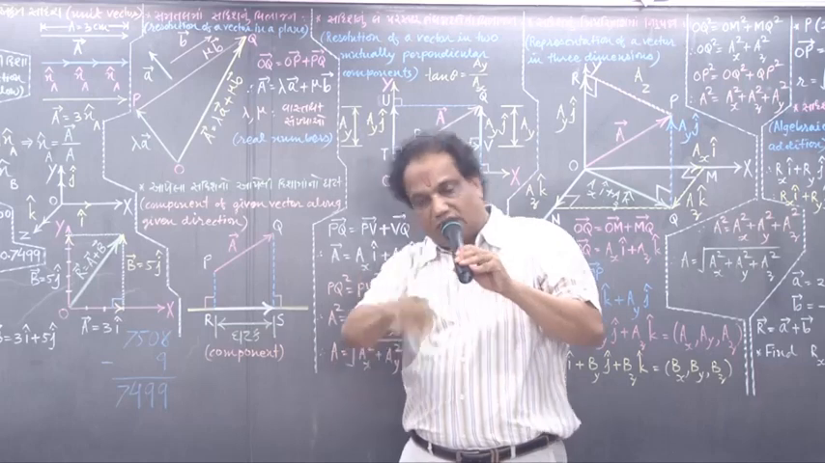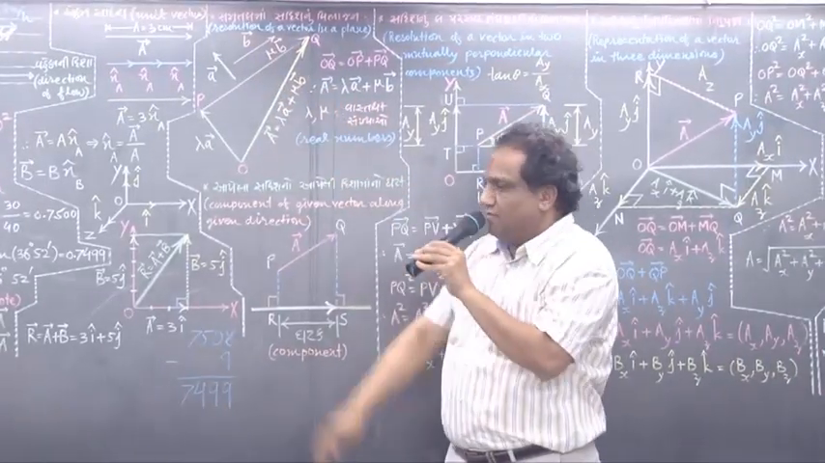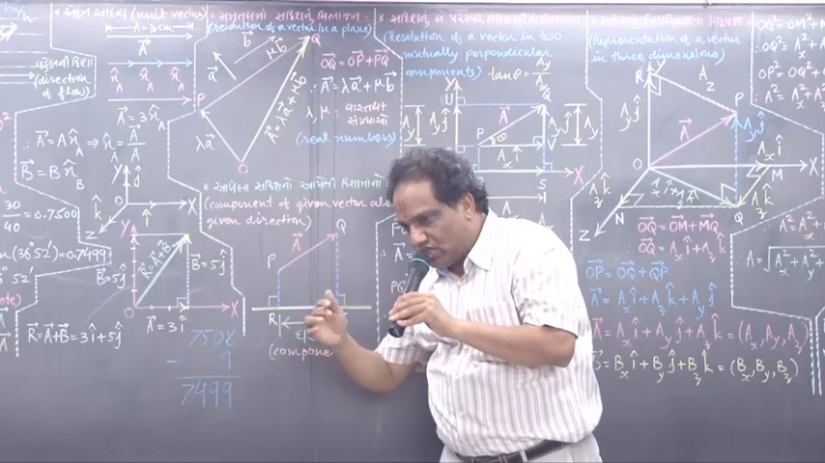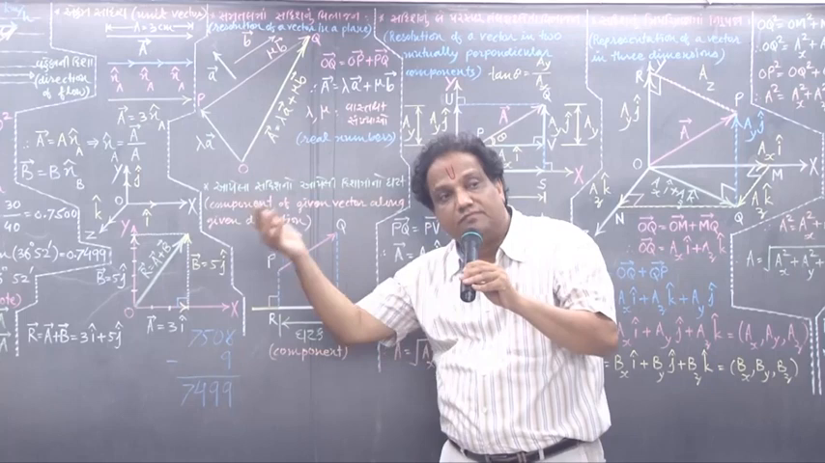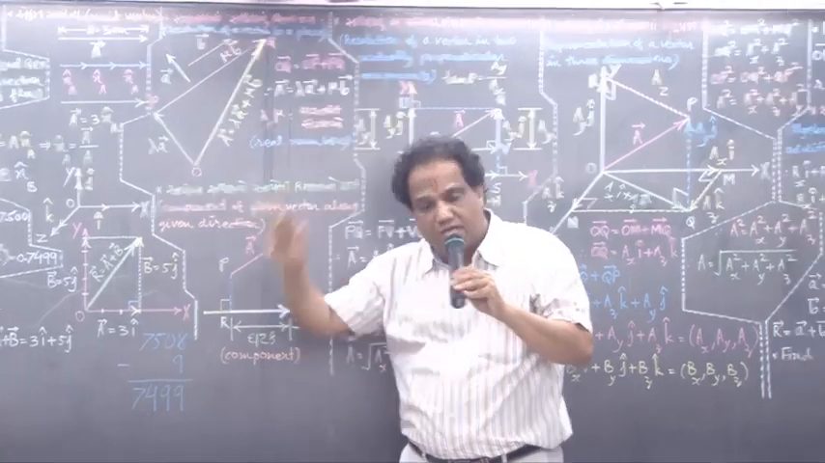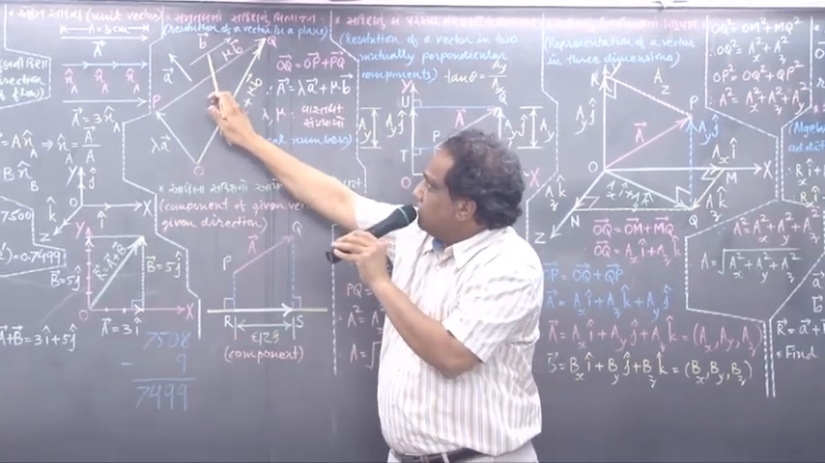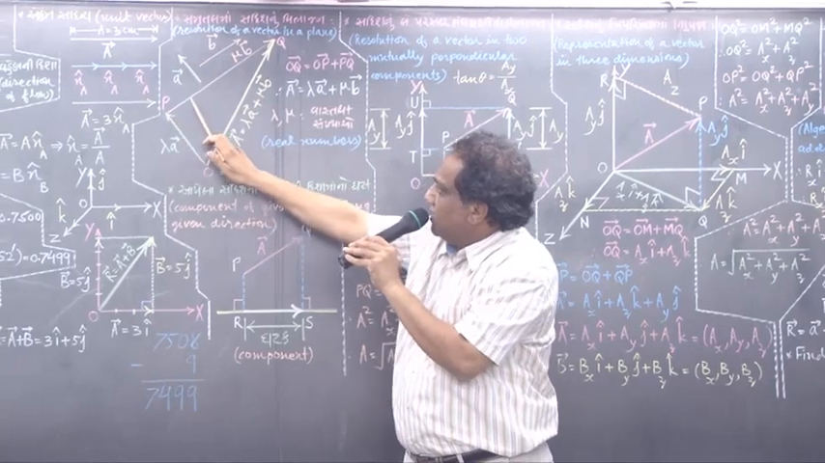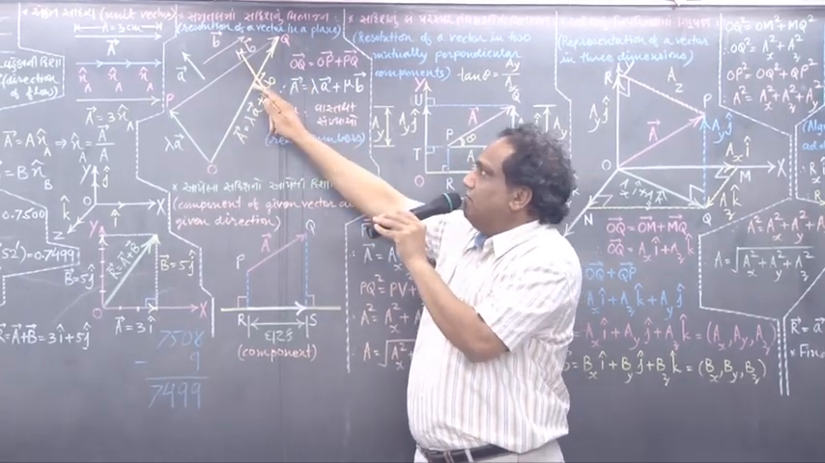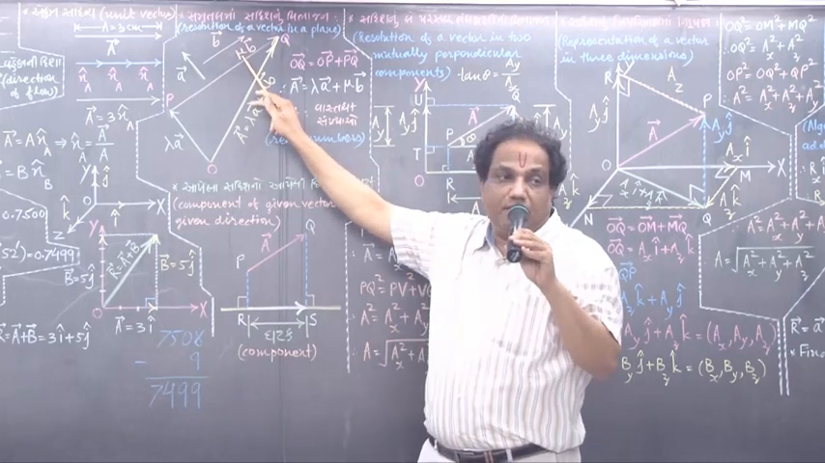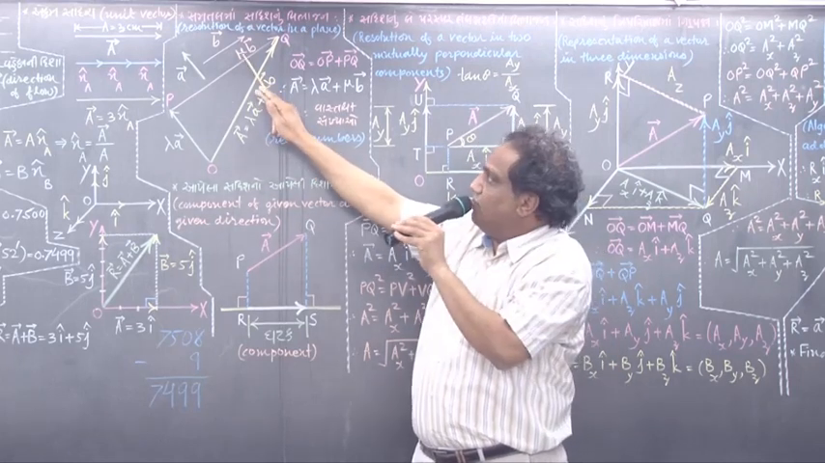Suppose another vector is there, vector B, like this. I just multiplied by 3, so the vector will be obtained 3 times in length, in the same direction. Instead of 3, I may multiply by mu. So now it will become mu into vector B.